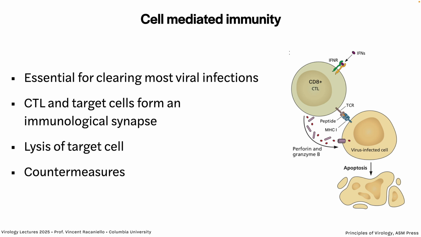And the way it works is that the main cell involved is a cytotoxic T lymphocyte, or the CD8 cell shown here. So CD8 positive T cells are also known as CTLs. They form a synapse with the virus-infected cell, and then they secrete effectors that induce apoptosis of the virus-infected cell. So again, the idea is that you kill the infected cell before it can produce a lot of virus particles. And viruses have ways of getting around this. They have countermeasures, of course.